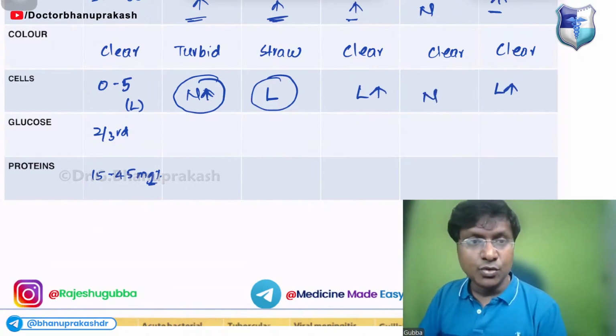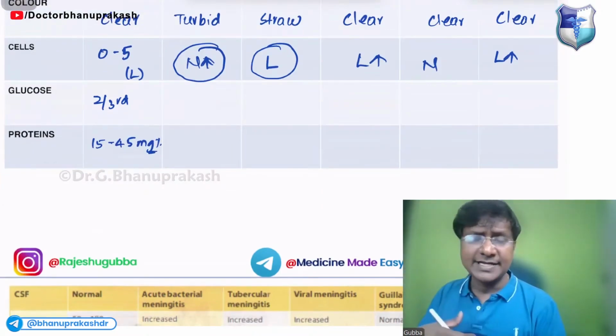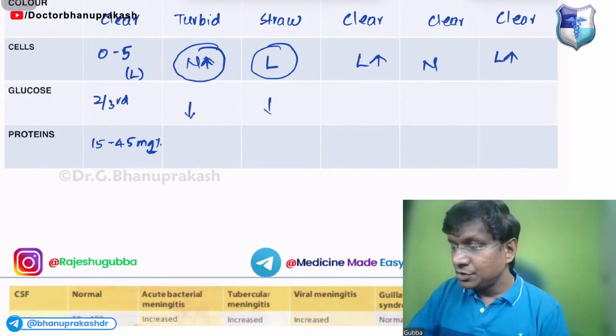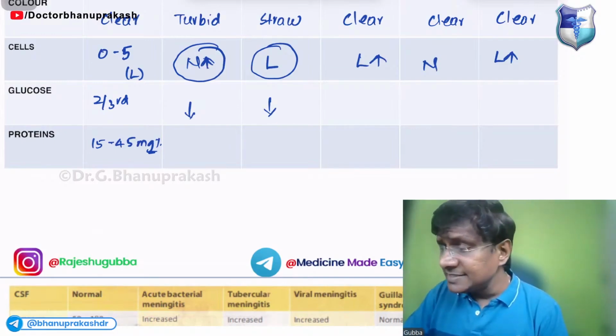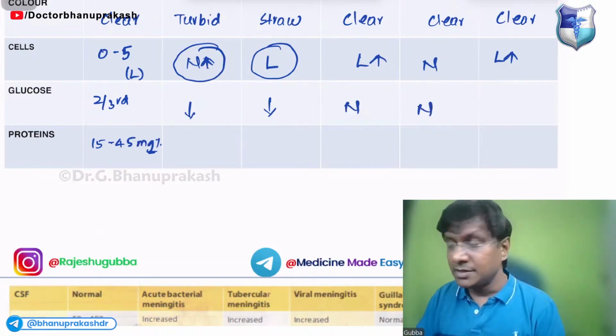And what will happen to the glucose levels in all these meningitis? The inflammatory cells, or the organisms, will utilize the glucose. So bacterial meningitis, glucose reduced. Tubercular meningitis, glucose reduced. And in viral meningitis, it is more or less normal. In Guillain-Barre syndrome, it is more or less normal. Whereas in fungal meningitis, the glucose will be utilized, so the glucose levels will be low.